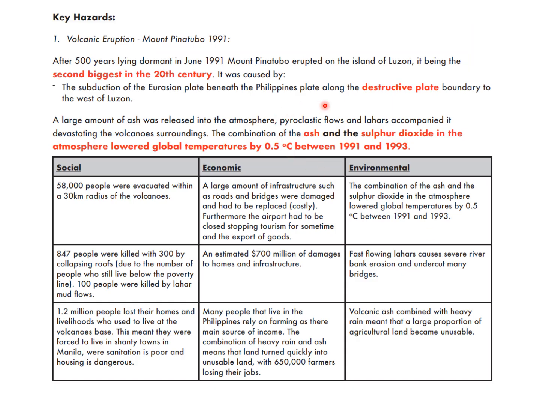And here you can see a little bit more specifically. Look at that. That ash and sulfur dioxide going into the atmosphere lowered global temperatures by half a degree between 1991 and 1993. That's the sort of impact it can have. These sorts of things, I think, definitely learn. If you learn all of this, you could create probably a cracking response in an answer because there's actually quite a lot of volume there. You've got specifics about deaths, estimations of damage, and the sorts of physical impacts that it created.